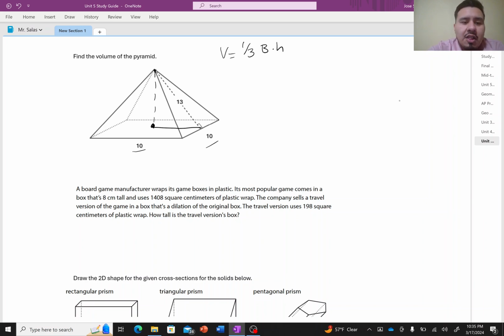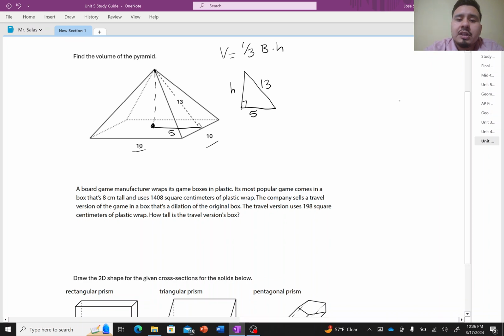In this case, the length is 10. So this length right here on the inside, from the center of the pyramid to the outside of the pyramid, is 5. So now I have a right triangle that looks like this. It's 13, 5. This is my right angle here. I can use the Pythagorean theorem to solve for this missing height. I was going to write x, but let's just keep it as an h for height.